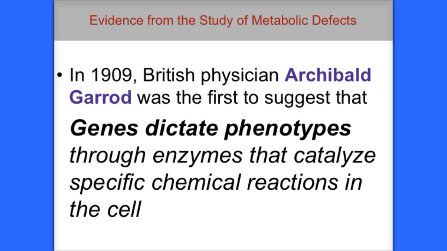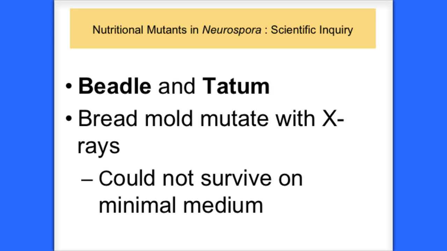Well, long back, Archibald Garrod suggested that segments of DNA, that is genes, dictate or give a phenotype through a set of enzymes, and thus they help in the process of chemical reactions. Well, Beadle and Tatum worked on a fungus called Neurospora, the bread mold, and they mutated it with X-rays. And one more thing we should know is what a minimal medium is, in which they could grow this mold. Aman.